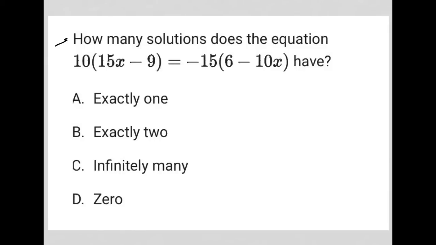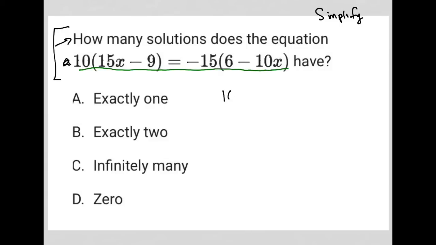So this question says, how many solutions does the equation 10 times (15x minus 9) equals negative 15 times (6 minus 10x) have? So this is definitely a simplified question. Simplified questions are typically very short, somewhere between 1 and 3 lines long, and will always contain either an equation or an expression. So what we're going to do is take this equation that's been provided for us and simplify it.